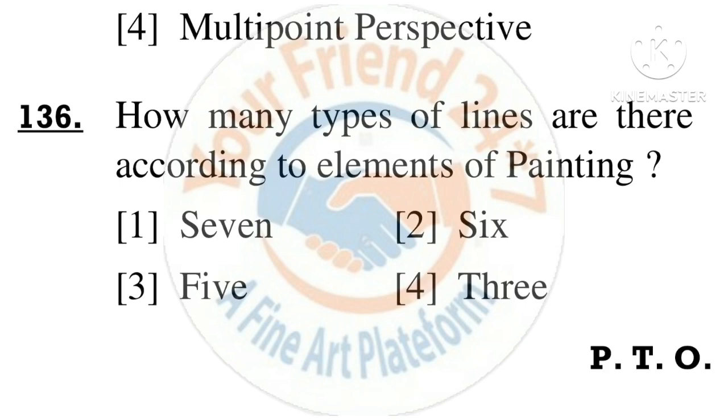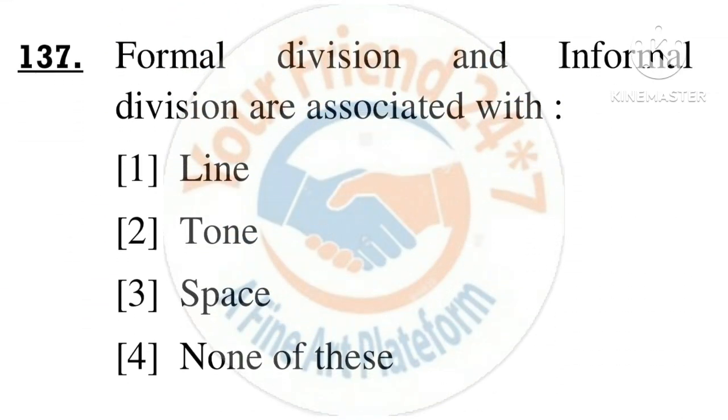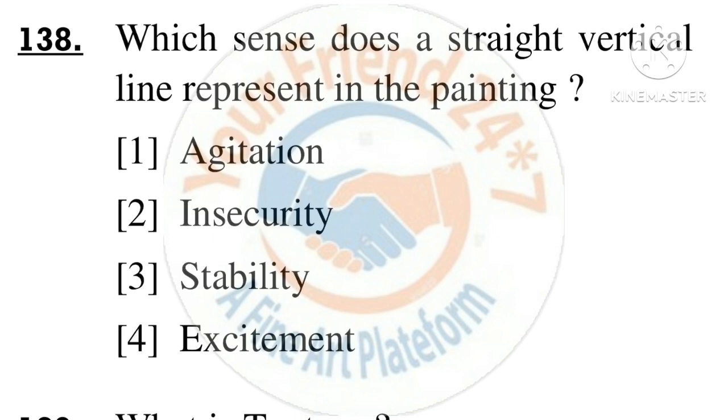How many type of lines are there according to element of painting? 7 types. Option number 1. Next question, formal division and informal division are associated with space. Space is the right answer.